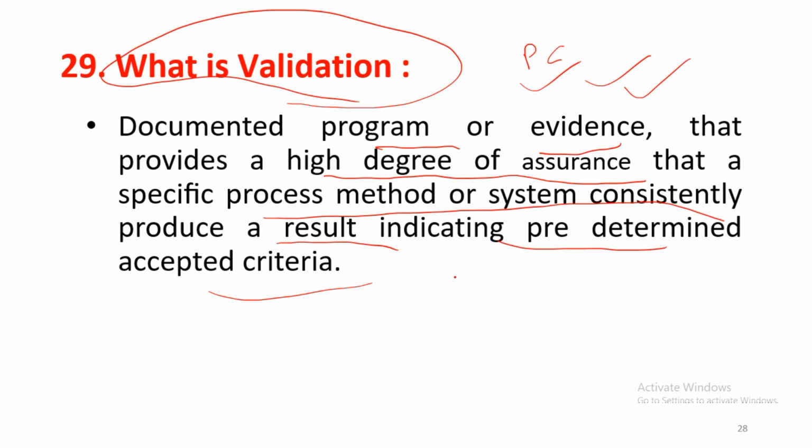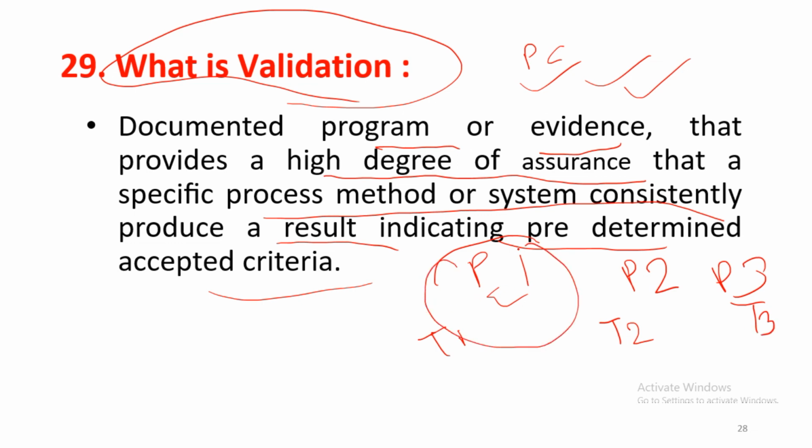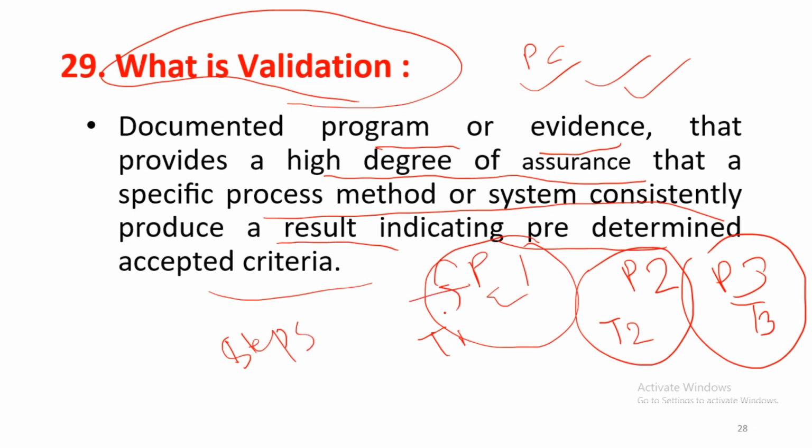So we will understand. Suppose there is process 1, process 2, and process 3. Suppose it is a process of making tablets. It is also a process of making tablets. It is also a process of making tablets. But how will you say that process 1 is good, process 2 is good, and process 3 is good? There are various steps through which a process has to go in order to ensure that this process is correct. That thing is known as validation.